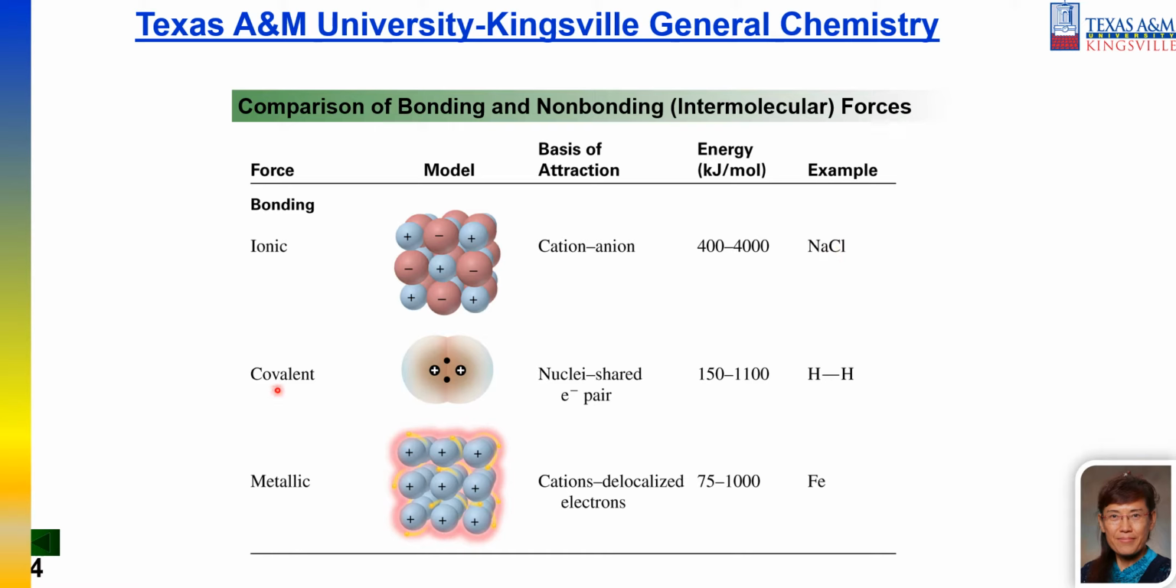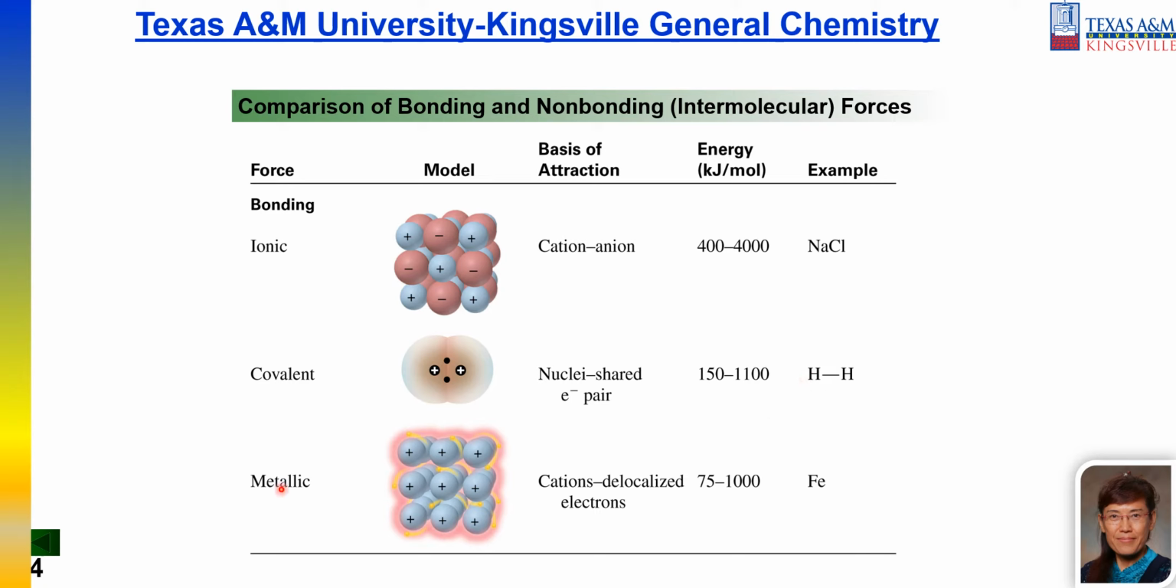The second bonding force, covalent bonding, refers to two nuclei sharing bonded electrons, called the shared pair. The basis of the attraction is the nuclei being attracted to the shared electron pair. This energy is reasonably strong, 150 to 1,100 kilojoules per mole, for example in hydrogen gas, oxygen gas, and nitrogen gas.